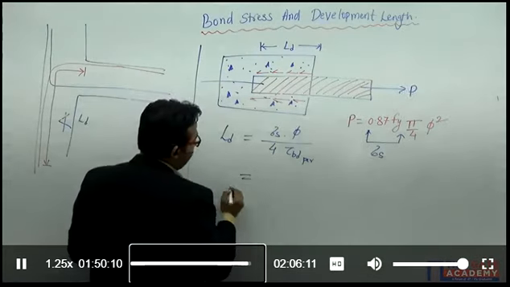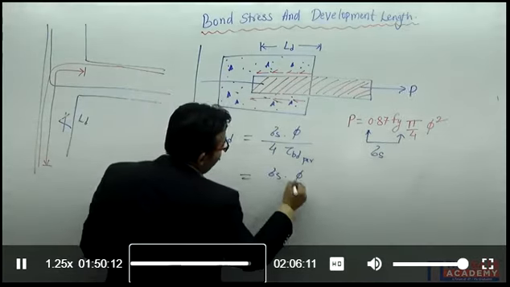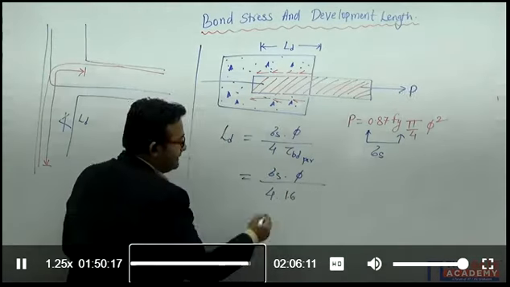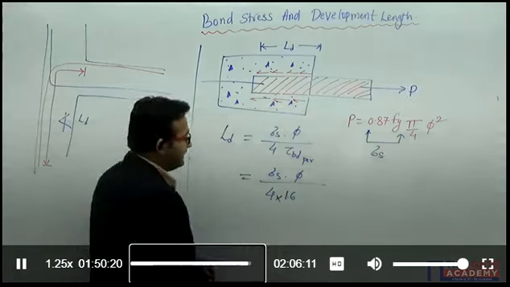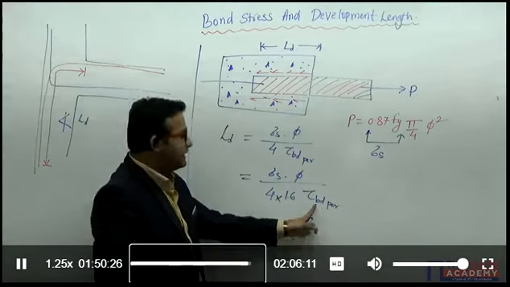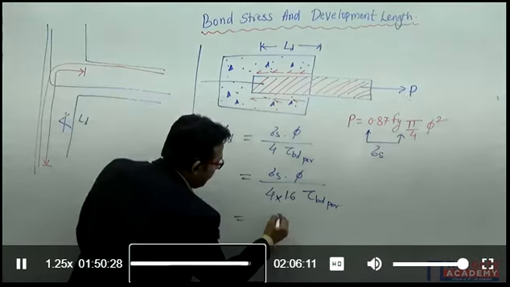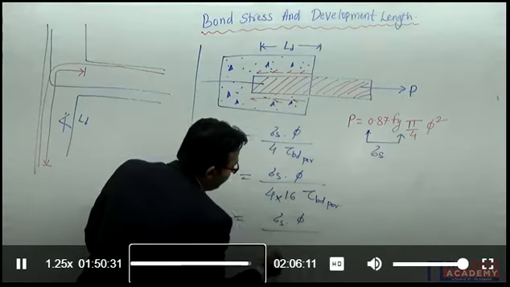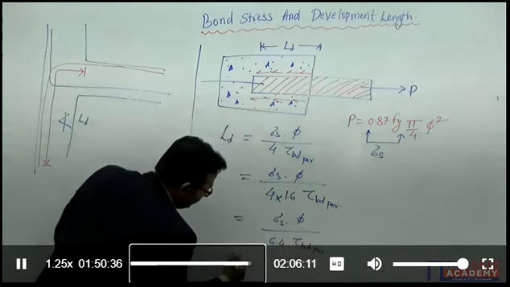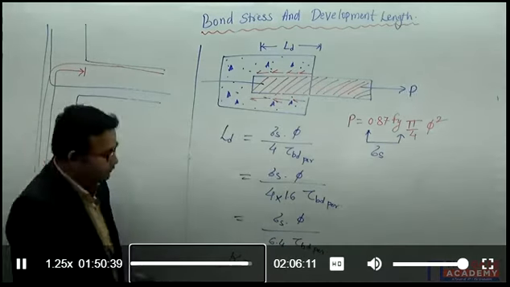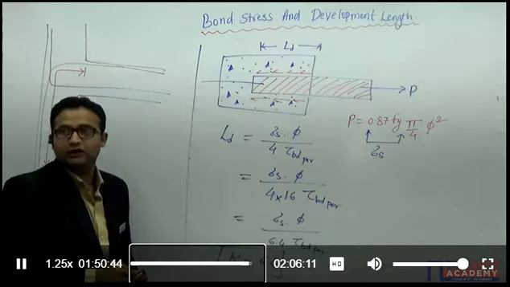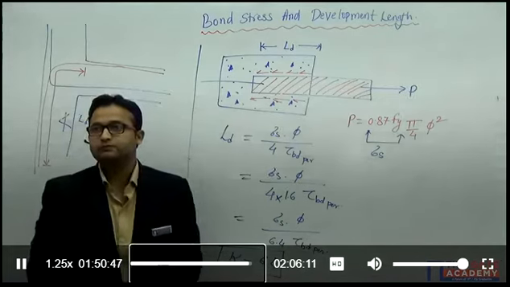So what I am going to do here, sigma S into phi divided by 4 and the tau BD I am going to increase by 60%, means I am going to multiply by 1.6 into tau BD permissible for HYSD. Now it has become for HYSD bar. So same sigma S into phi divided by 6.4 into tau BD permissible. So the value of K definitely becomes equal to 6.4. So your answer is 6.4.